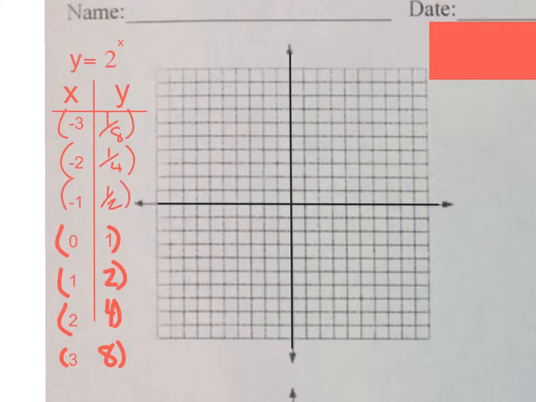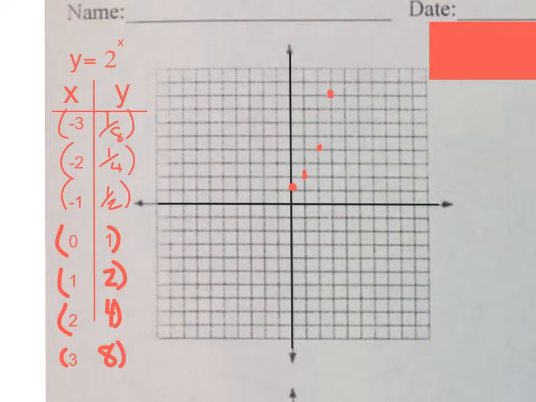So let's start off by graphing 0, 1. Where is 0, 1 at? 0, 1 is right here. And if we go to the next one, 1, 2, 1 on the x, 2 on the y, it's right there. And if we go to the next one, 2, 4, it's right here. If we go to the next one, 3, 8 is all the way up here, 2 from the very top.